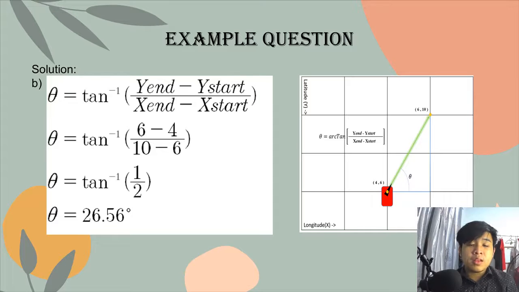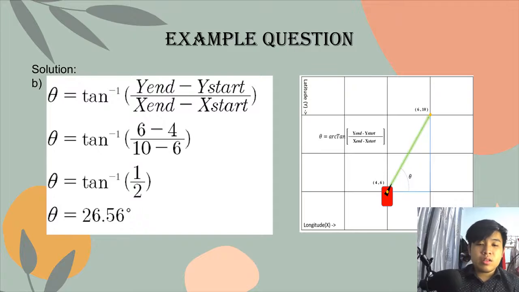Question B. We need to find the direction of the vector, or the direction of the short distance. The formula that we use is inverse tangent of (yn minus y start) over (xn minus x start). On the screen you can see how the formula looks.